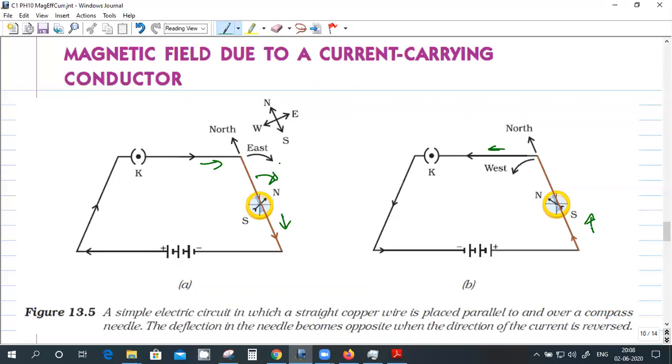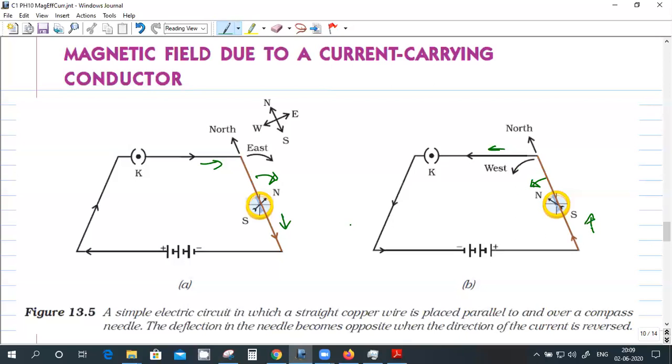Here, when the current is flowing, it's deflecting in the opposite direction. So the first conclusion is that the effect on a magnetic needle, which deflects in the presence of a bar magnet, is observed even with the presence of a current carrying wire. So in some sense, the current carrying wire acts as a magnet. That is an observation.